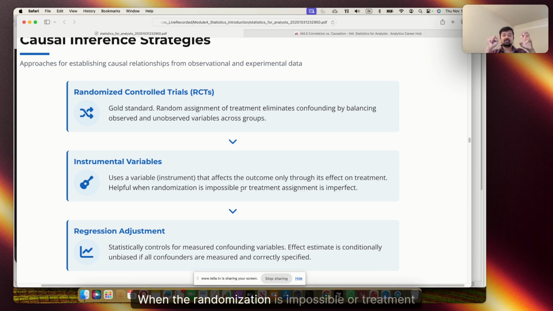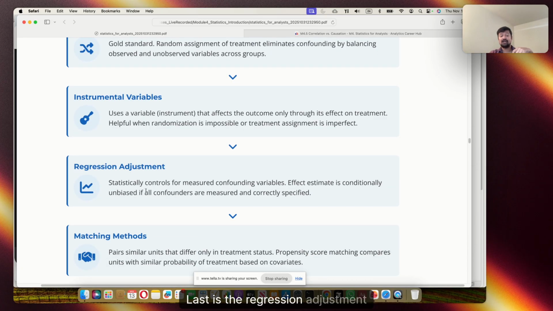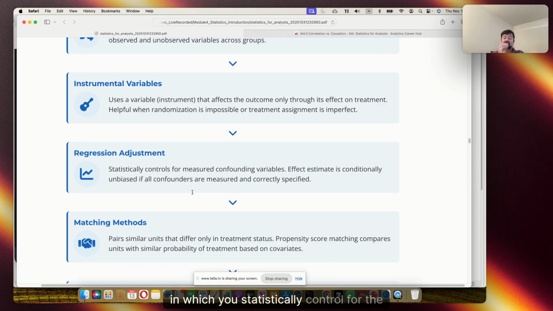Helpful when the randomization is impossible or treatment assignment is imperfect, then you can use the instrumental variables. Last is the regression adjustment, in which you statistically control for the measured confounding variables. Confounding variable can be anything, we have discussed it. Age was one of the confounding variables. You measure those controls, and you use those controls to adjust the effect that you are seeing. So the effect estimate is conditionally unbiased if all confounders are measured and correctly specified.